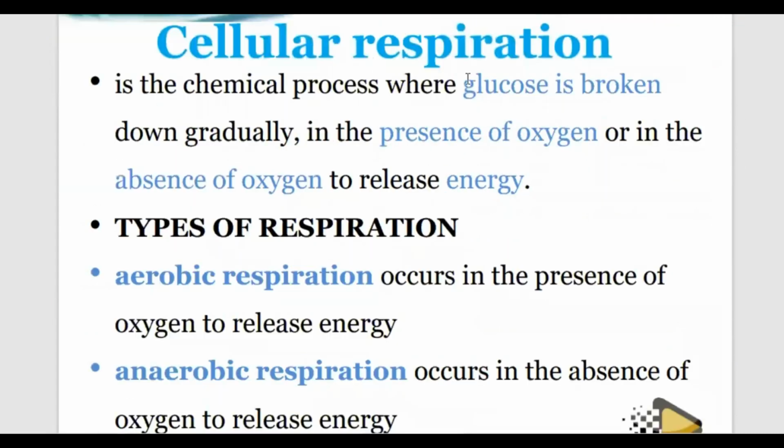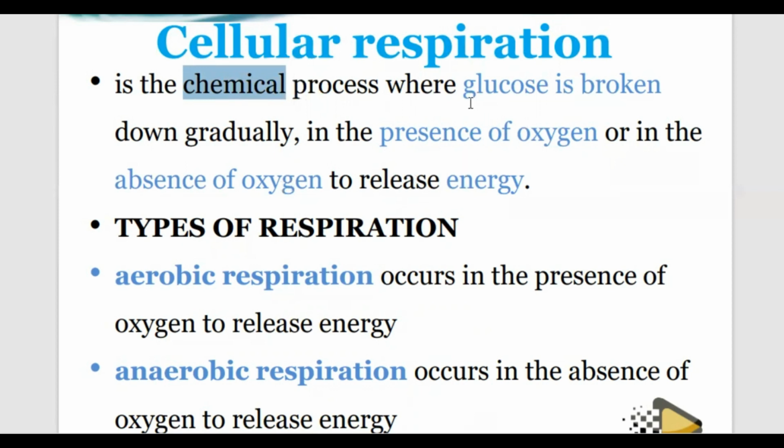When we talk about cellular respiration, it is a process whereby glucose is broken down gradually in the presence of oxygen, or in the absence of oxygen, but the two will produce what we call energy. So the major purpose of this respiration is to produce energy. This process is basically a chemical process. It means that it involves chemicals so that this process can take place.